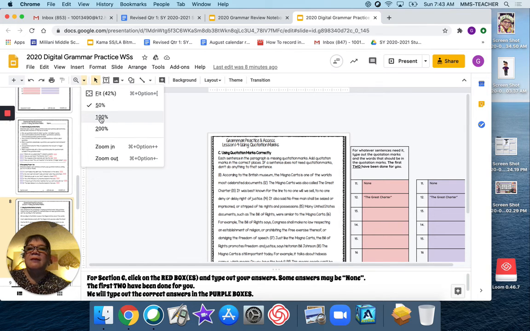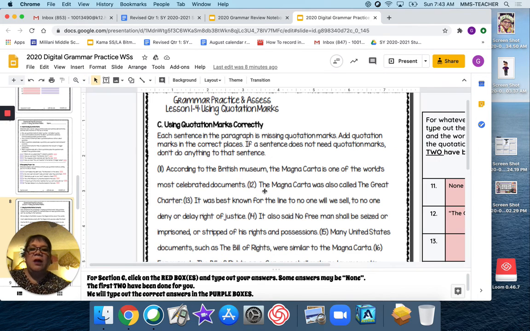So write down what should have a quotation mark in the box. So whatever answer should have quotation marks, even if it's a sentence, or someone said something, then put the quotation mark in front and in the back of it. Okay?